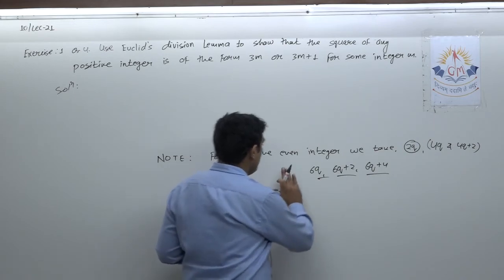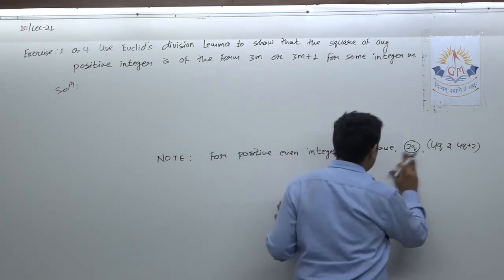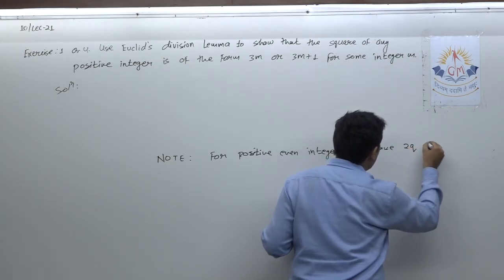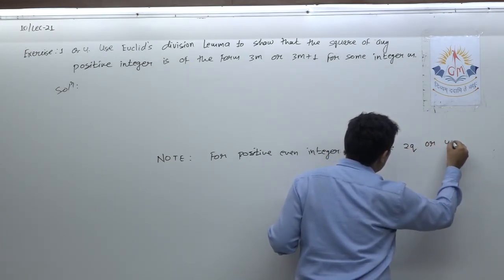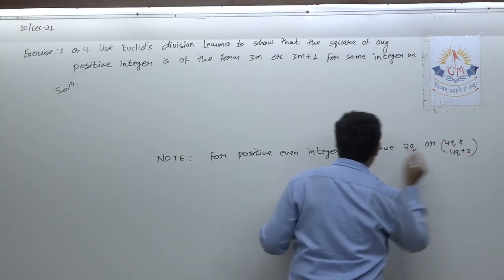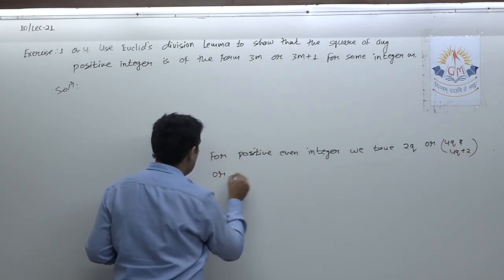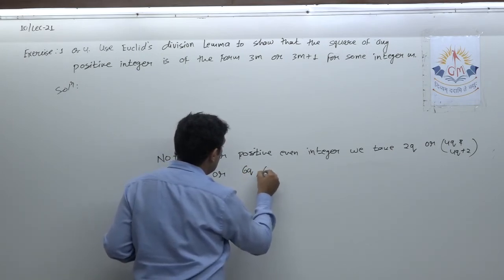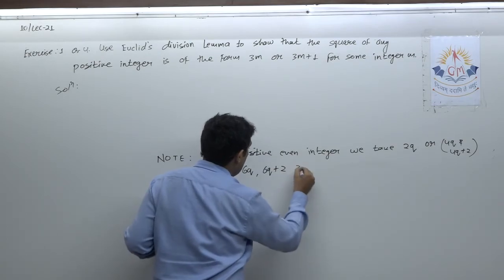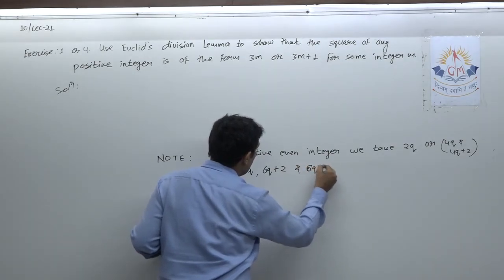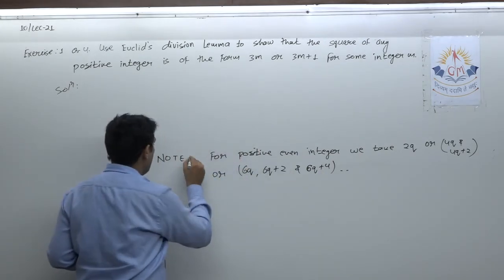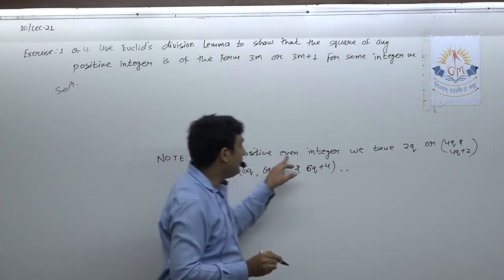Okay, so write it in this way: take 2q, or 4q and 4q plus 2, or 6q plus 2 and 6q plus 4. Okay, dot dot dot. This is note 1. Now this is for positive even integers.